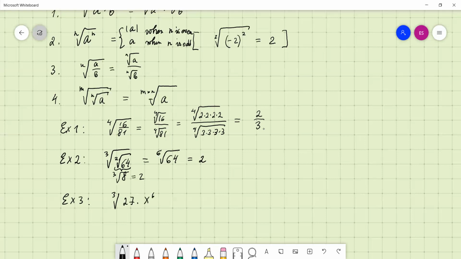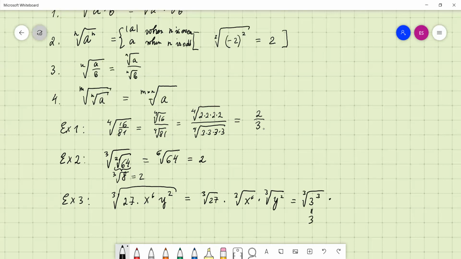y to the power of 2. It's going to be the cubic root of 27, the cubic root of x to the power of 6, and the cubic root of y to the power of 2. Well, guys, for 27, it's 3 multiplied 3 times. So it's actually 3 cubed, and the cubic root, we remember by the rule over here, by rule number 2, is going to be equal to just 3.